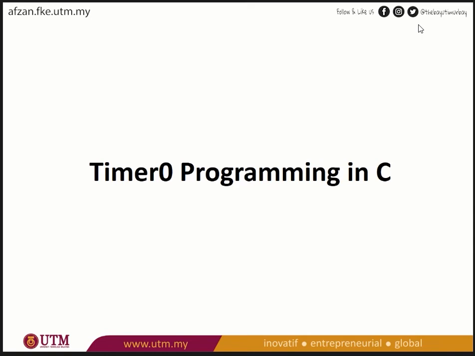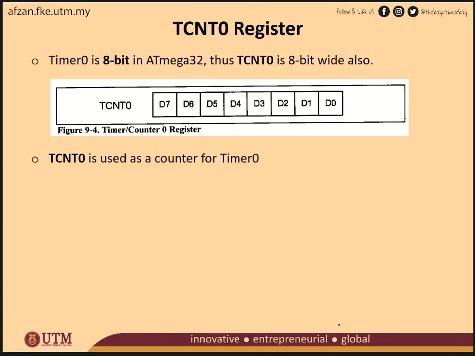Okay, now we're going to see how to program your timer by using C language. First we look at timer 0 programming, followed by timer 1, and after that timer 2 programming. Since this one here, we are going to use timer 0.